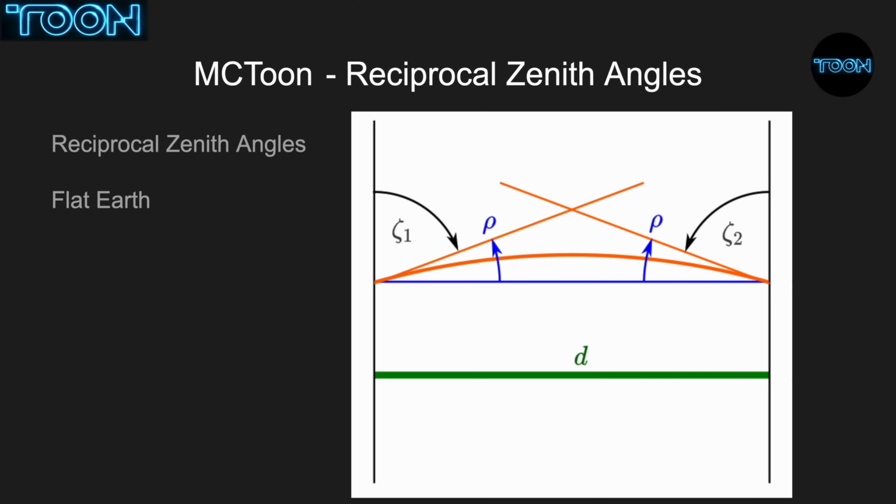What is the shape of the Earth? We determined it's not flat. It can't be flat. It doesn't work. Well, we can test to see what shape the Earth is ourselves. This is a pretty rigorous one that you can do yourself. It's called reciprocal zenith angles.